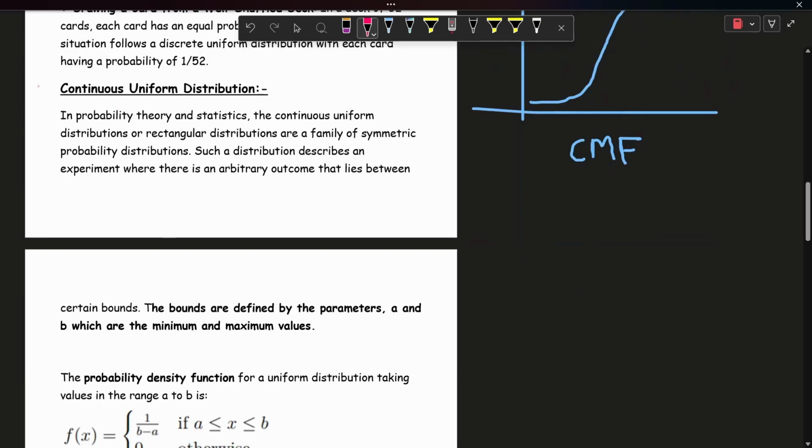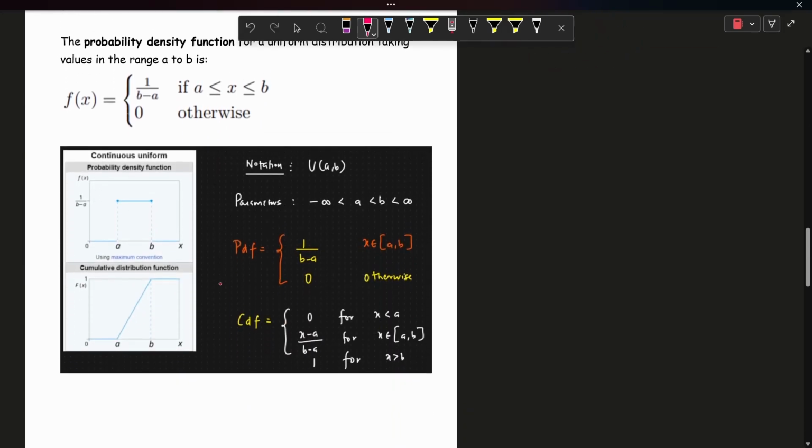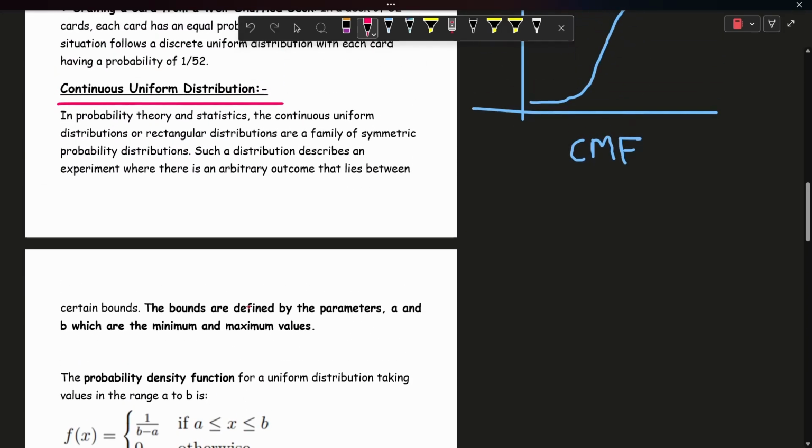Now we'll learn about continuous uniform distribution. What is a continuous random variable? We have to note that a continuous random variable is nothing but one with uncountable outcomes. For example, the height of the students in a class, that is uncountable. The probability will lie in between the numbers. It is not exactly a round number.